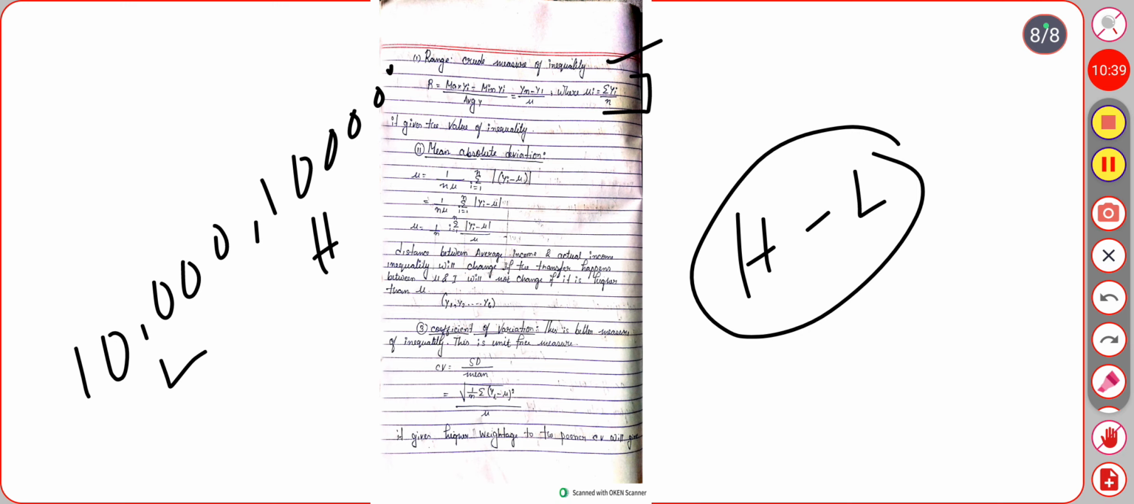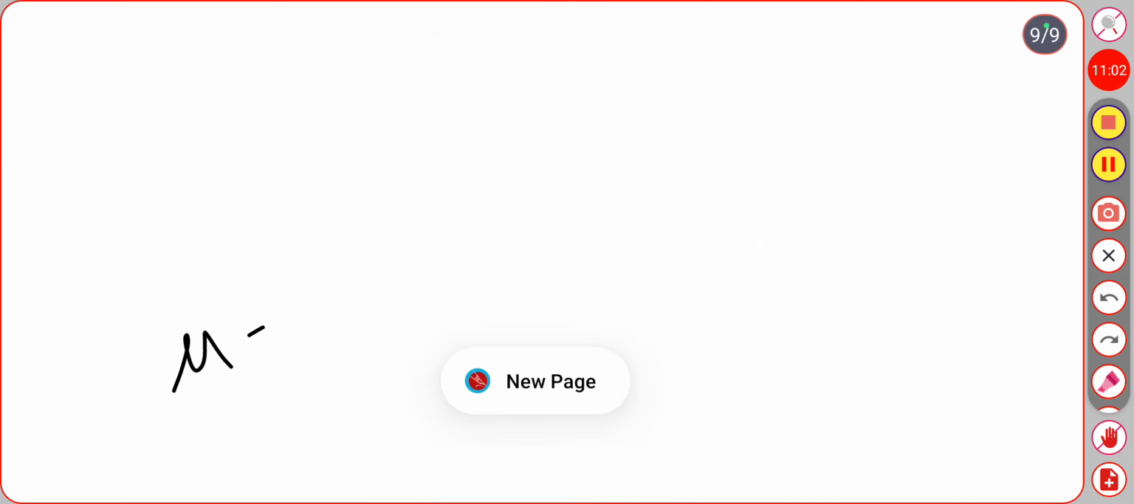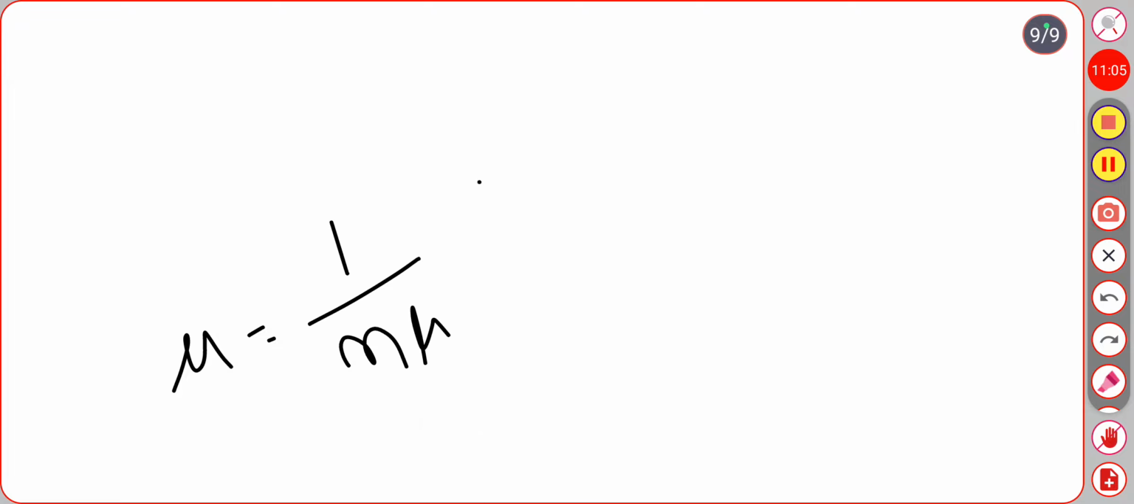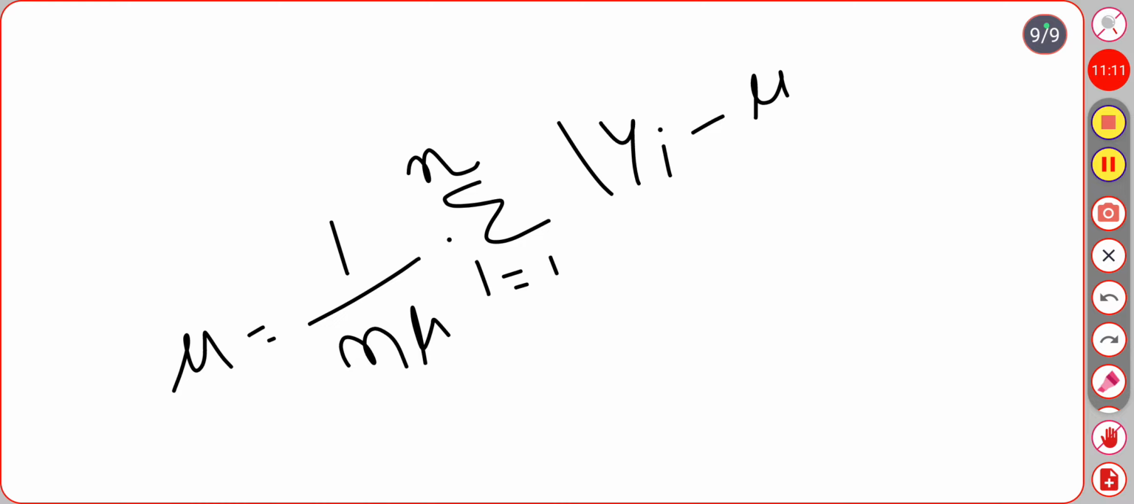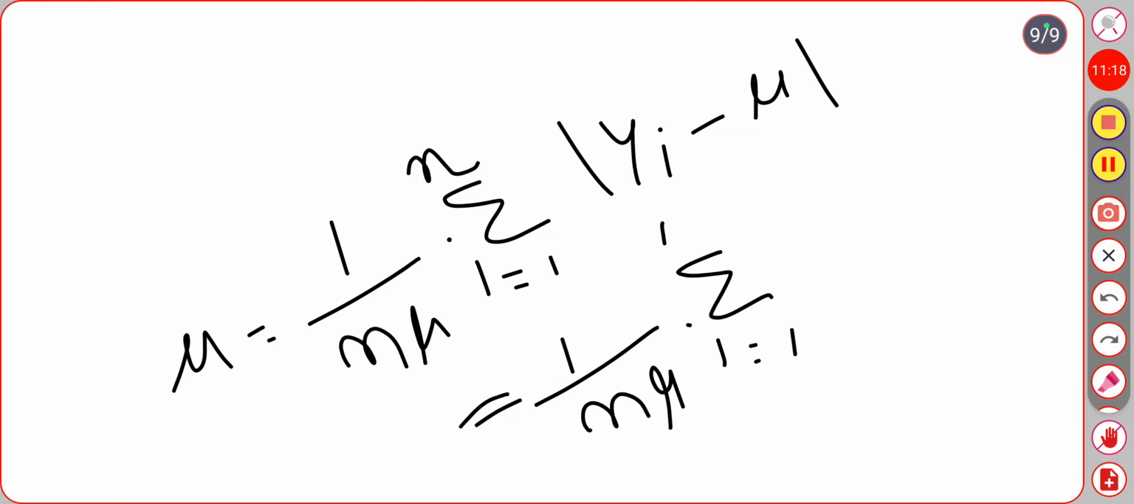There are some formulas for how to calculate the mean absolute deviation. Here mu is the mean value, n is the population size, and yi is the income level. So the mean absolute deviation is equal to 1 by n mu, sum of i equal to 1 to n, where there are n individuals, of the mod of yi minus mu.